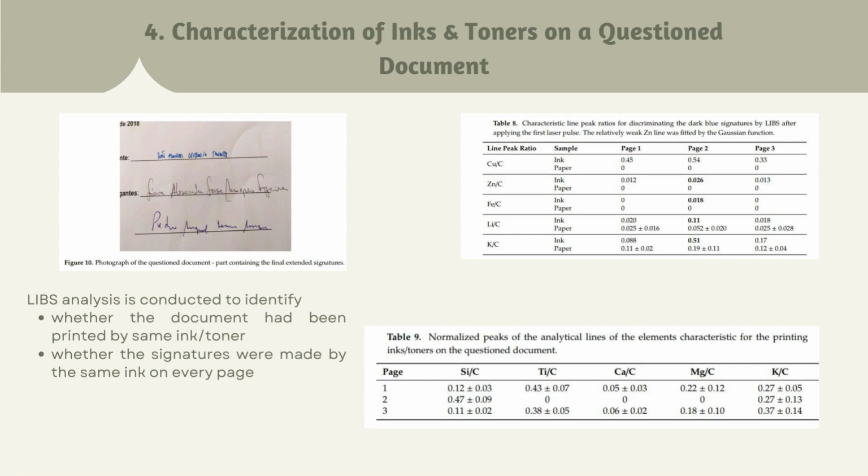From table 9, it is evident that the toner on the second page is different, as it does not contain titanium, calcium, or magnesium, but it has a high silicon content compared to the other toners. The blind test on the questioned document has revealed that the signatures on the second page are different, and it was printed by another toner.